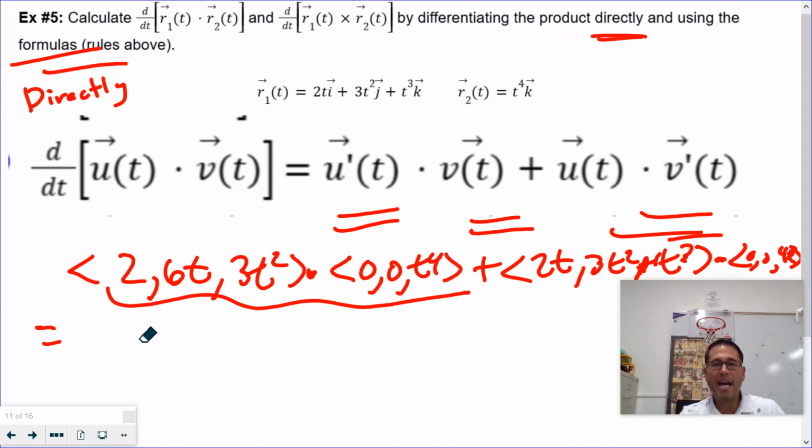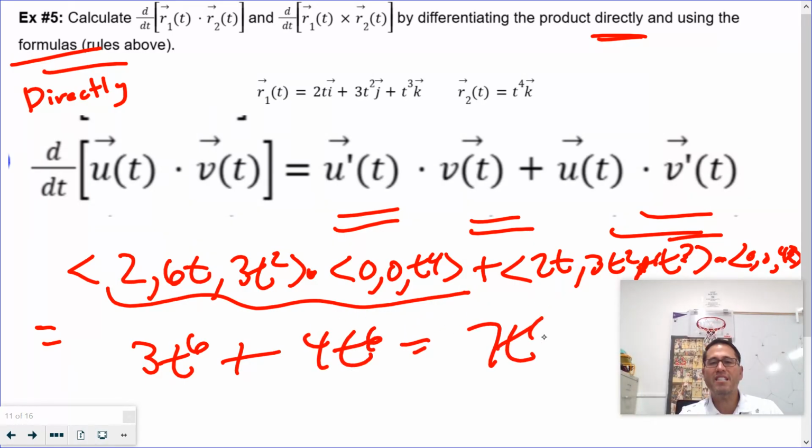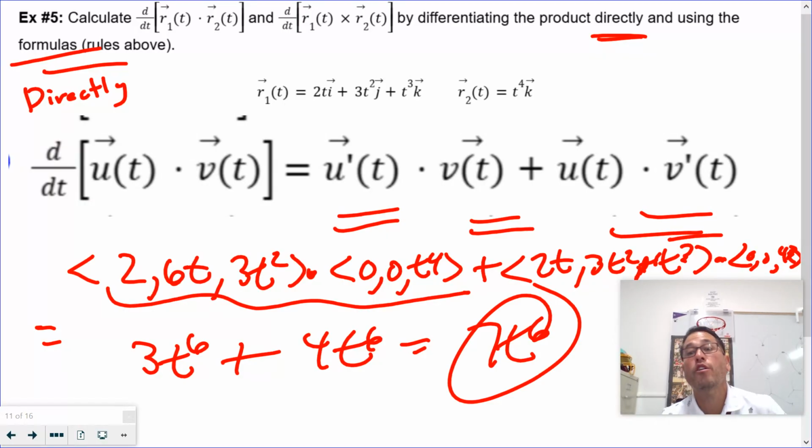So let's do a whole bunch of dot products. If you dot that, you get 3t to the 6 plus, if you dot this, 0, 0, and that would be 4t to the 6. Oh, 7t to the 6. I got the same answer. That's what you're supposed to get. That's why they're equal to each other.